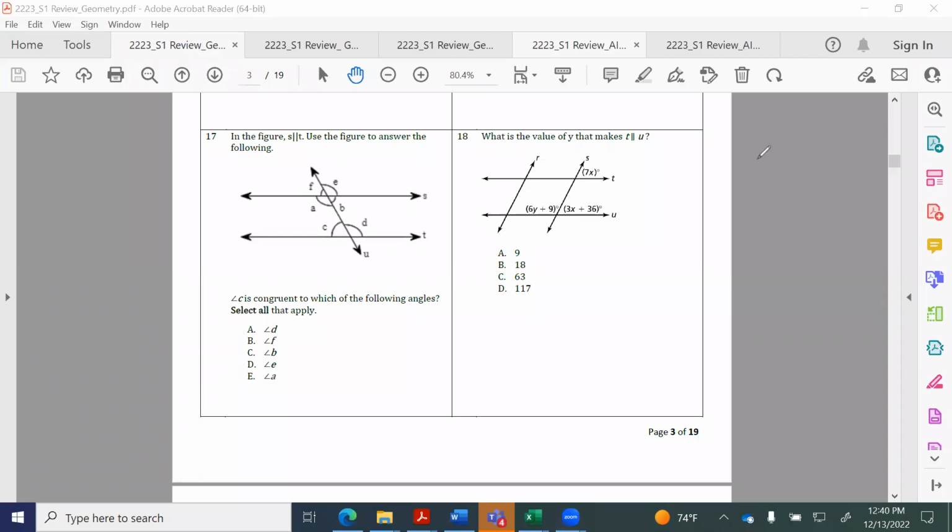All right. So on number 17 and 18, we are looking at parallel lines some more. On number 17, they ask: angle C is congruent to which of the following angles, select all that apply. If these two lines are parallel, that's what they told us at the beginning. C, which is down here, is an acute angle.